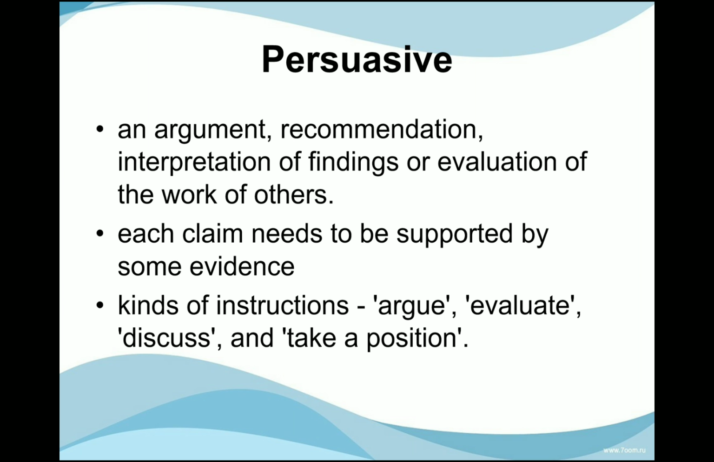Points of view in academic writing can include an argument, recommendation, interpretation of findings, or evaluation of the work of others. In persuasive writing, each claim you make needs to be supported by some evidence, for example, a reference to research findings or published sources. The kinds of instruction for a persuasive assignment include argue, evaluate, discuss, and take a position.